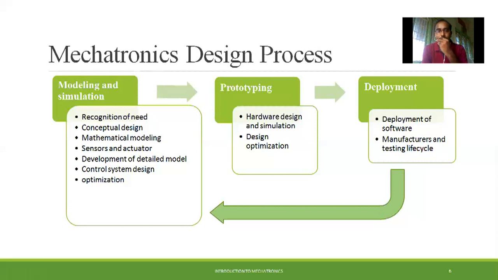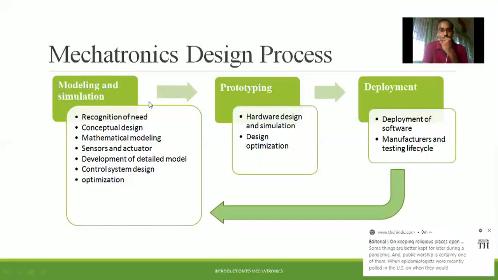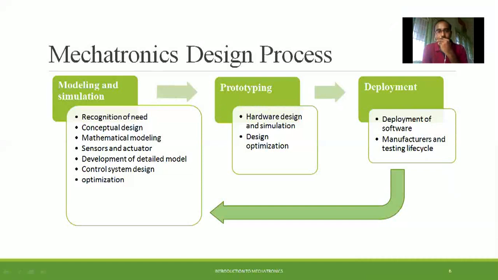So if this deployment has been completed, then the batching activity from the deployment to the modeling and simulation will be carried out. So upon the overall combination of these three parameters, that is, modeling and simulation, prototyping and deployment, the entire system will be in a correct mode of operation.